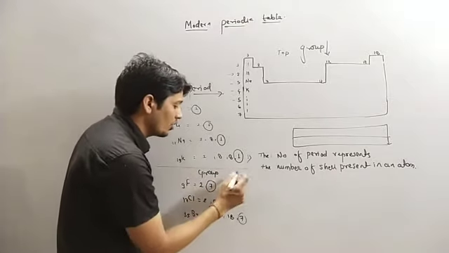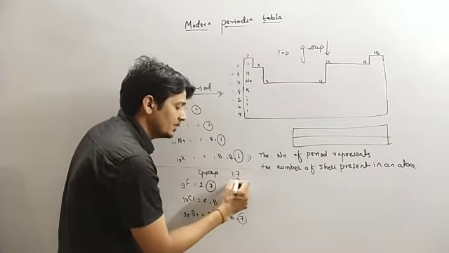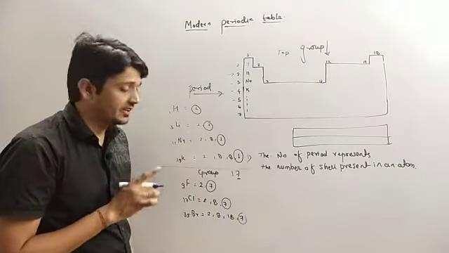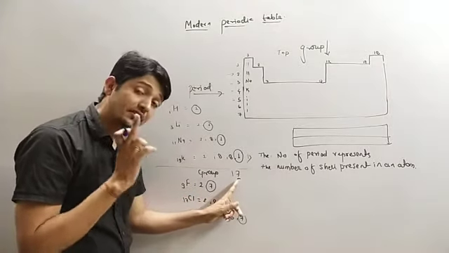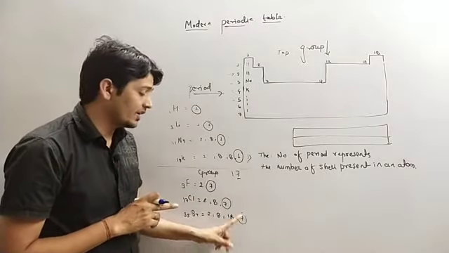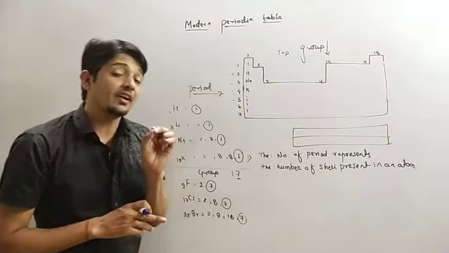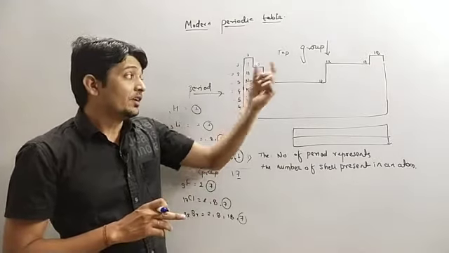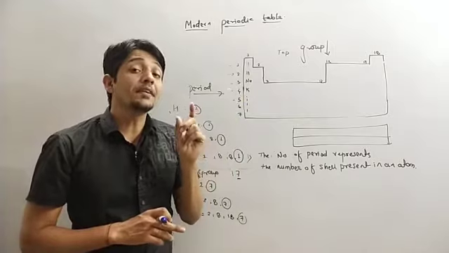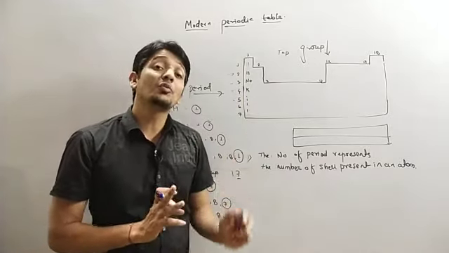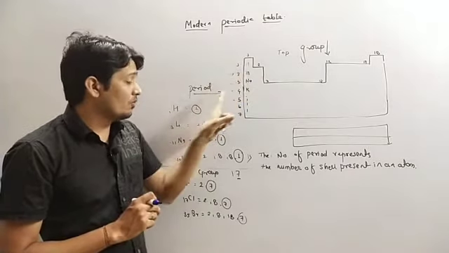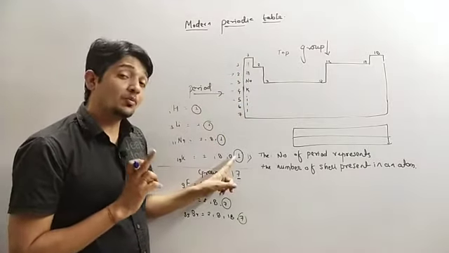If we look at group 17, just look at the unit place digit. The unit place digit is 7. That means all the elements of group 17 will contain 7 electrons in their outermost shell. So the number of the group represents the number of electrons present in the outermost shell. See here, elements of group 1 will contain 1 electron in their outermost shell.